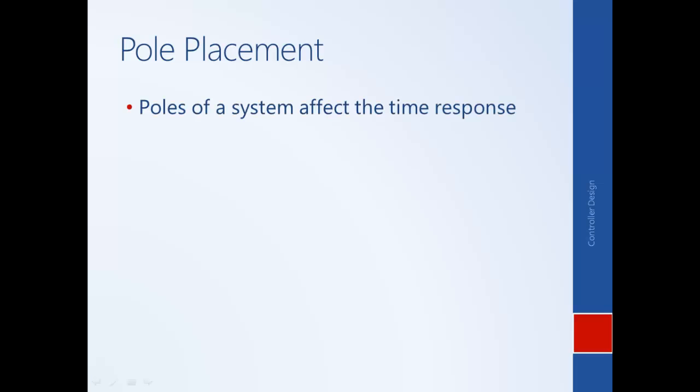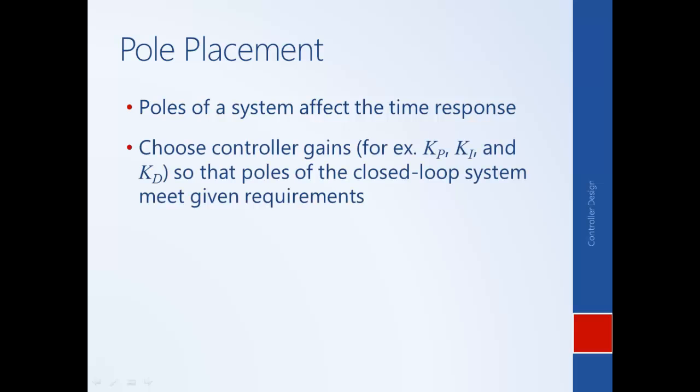Throughout the course of this semester, we've learned that the poles of a system or its transfer function are an indication of its time response, its natural response. So one approach to controller design is to try and design your controller, choose your control gains, so that the poles of the closed loop system meet the given requirements. That is, give you a certain speed of response, give you a certain overshoot, things like that.